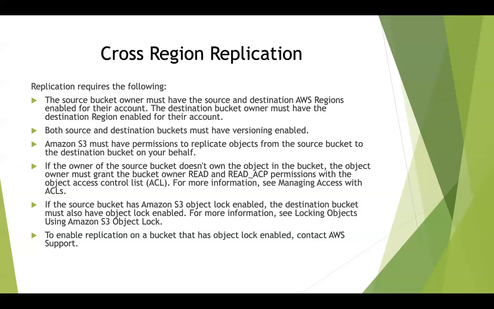Okay, so the main points in these 6 points are the source bucket owner and the destination bucket owner should have those respective regions enabled where they want to place their buckets. And the second point, which is very important, is they both should have versioning enabled, both the source and destination bucket. Okay, and then an IAM role should be configured, which is the third point. The rest of the 3 points you may not come into that particular scenario while working in a company, but then the first 3 points are very important. Okay, so that's the end of the slide.